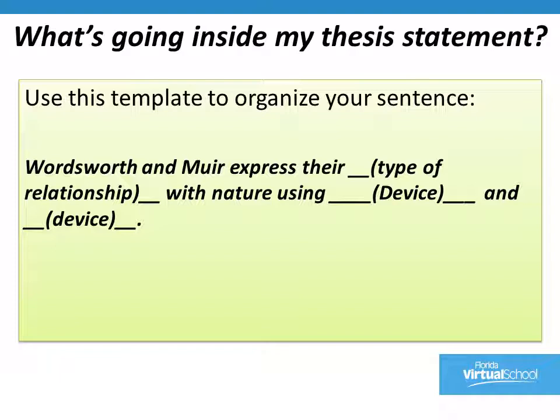Consider using this sentence template to organize your thesis statement. Wordsworth and Muir express their blank type of relationship with nature using blank device and blank device. Note that you will describe the type of relationship with nature in that first blank and identify the figurative elements that Muir and Wordsworth utilize in blanks two and three respectively.